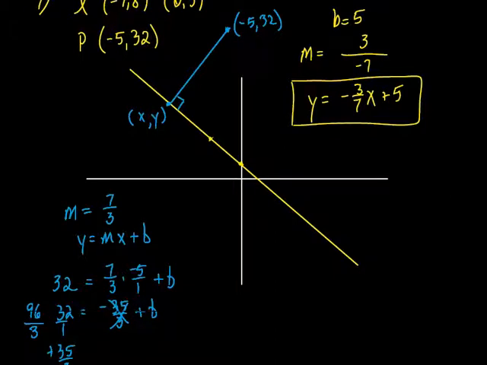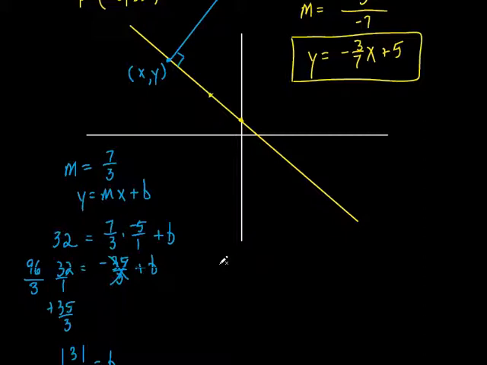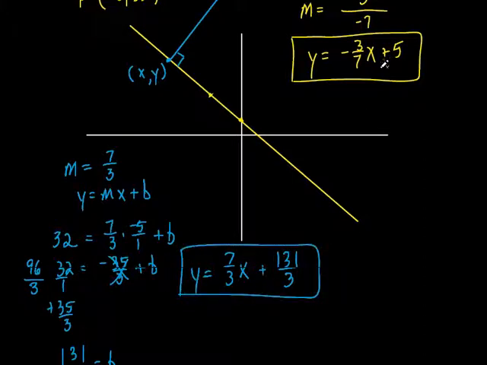All right? Now, why did we go through all that mess? Just so we could find the equation of the blue line. So let's write it out. Y equals 7/3 x. And what was it? 131 over 3. Okay. And there you go. So there's our yellow line. There's the blue line. So really, the only work was really just solving for the b here.